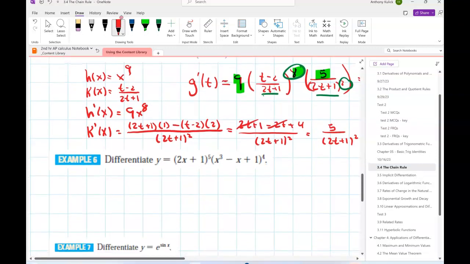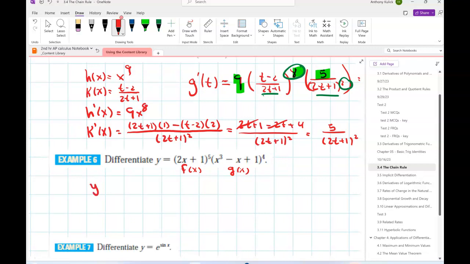So if I think about this as f of x, and this is g of x, I know that y prime is going to be f times g prime of x plus g times f prime of x, right? But to do each one of these requires a chain. Everybody's okay there?